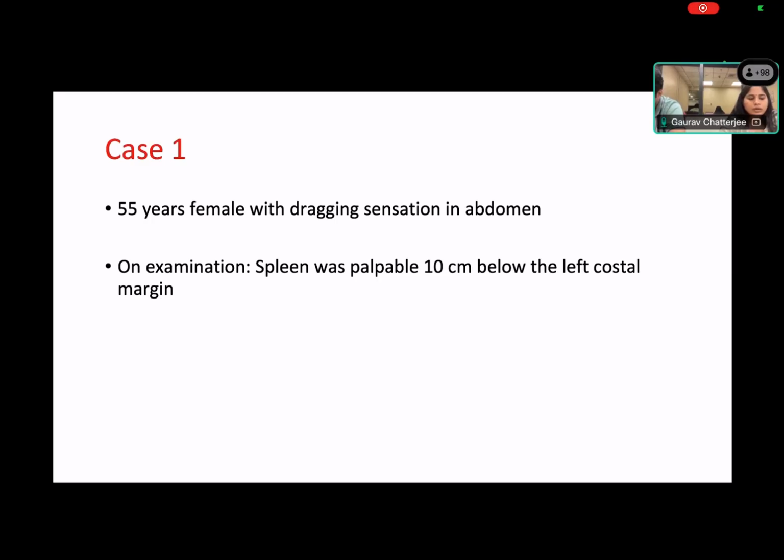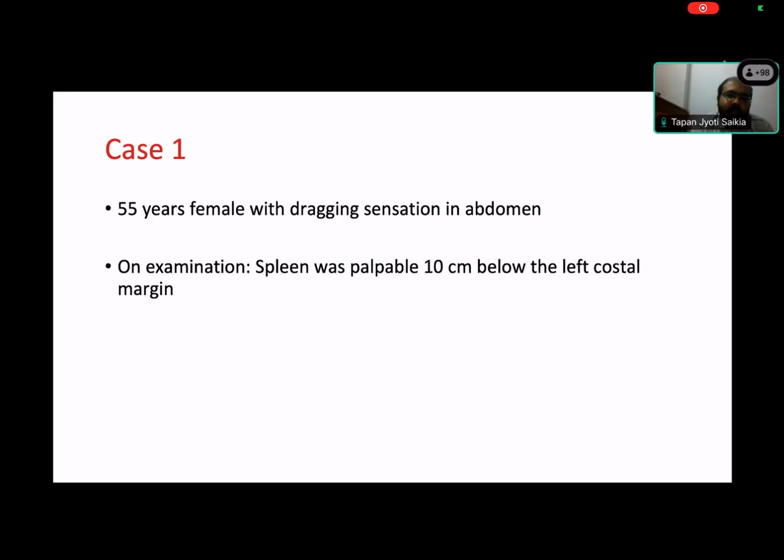Can Tapan read the history of this case? Case 1, a 55-year-old female with dragging sensation in the abdomen. On examination, the spleen was palpable 10 centimeter below the left costal margin. Correct. So what possibility will you think with this history?